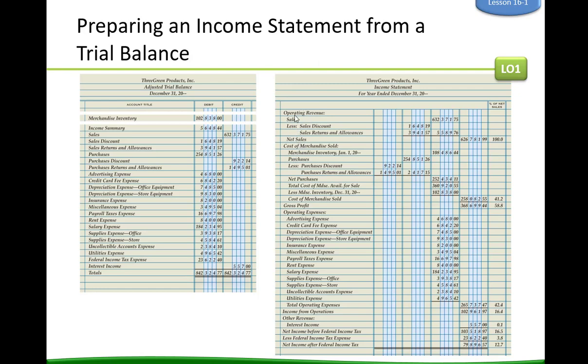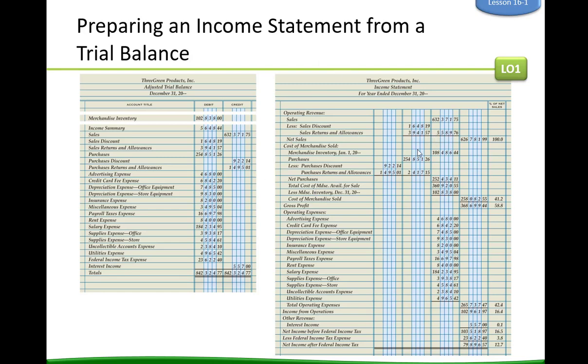We can say, okay, we're looking for sales discount, so we'll go over to sales discount, find that number and drag it over. We're looking for sales, so we're going to take that number and drag it over. But it's knowing where to put things in this chart that is helpful. So we're going to take this piece by piece and find out how you calculate each of these totals.